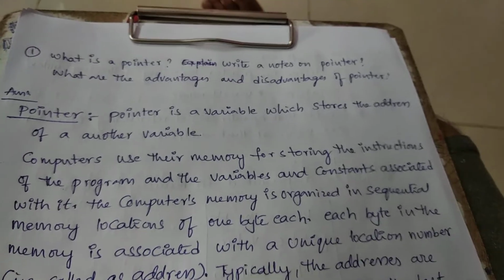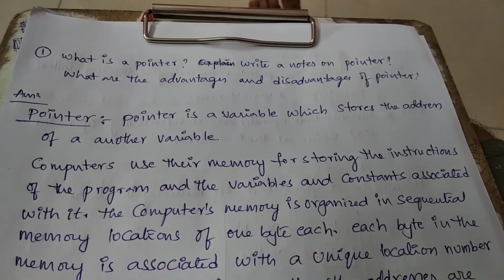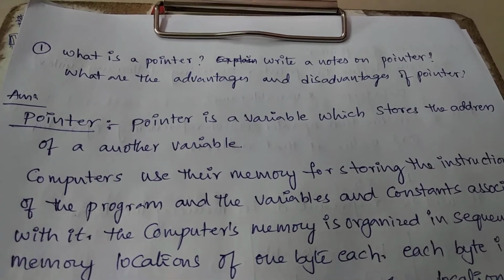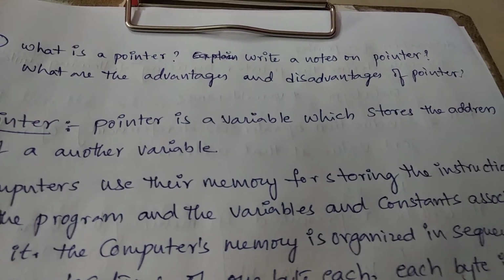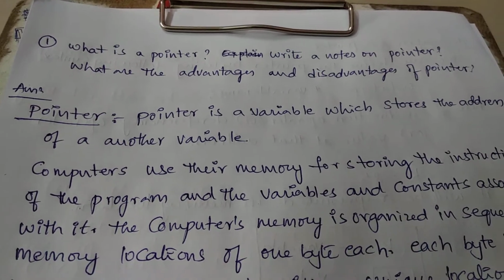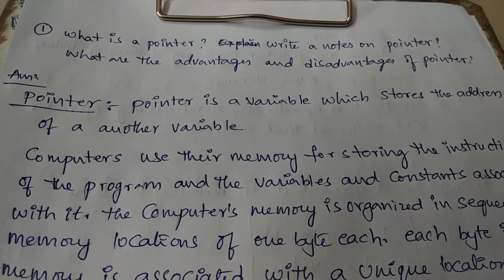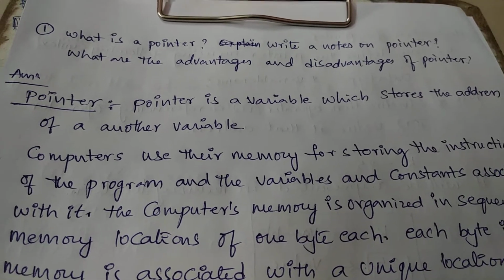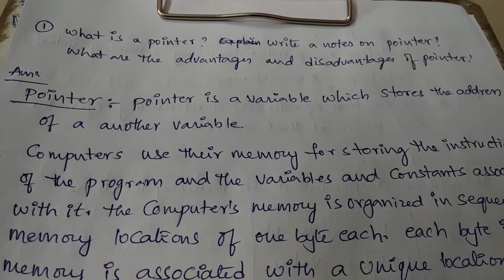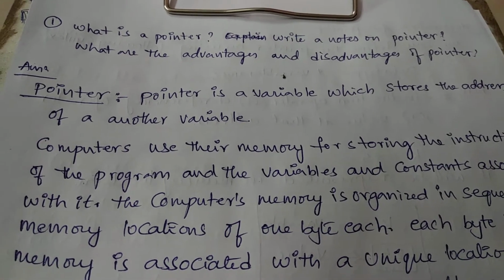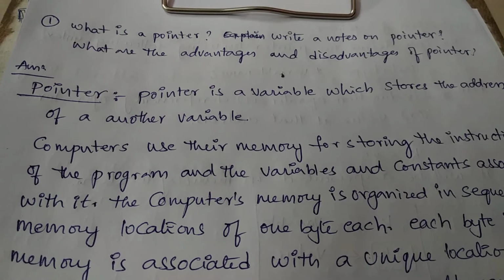So good morning students. Today we are going to discuss the unit 4 first topic, pointers. Generally, a pointer is a variable which stores the address of another variable. Previously we discussed the concept of what a variable is. A variable stores information in a memory location. Here the different concept from the memory location is pointers.